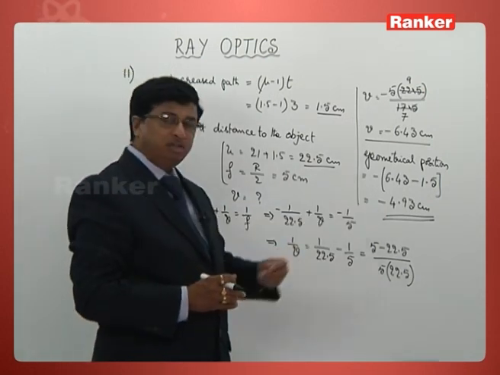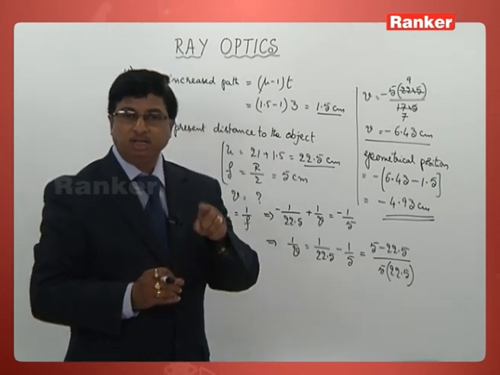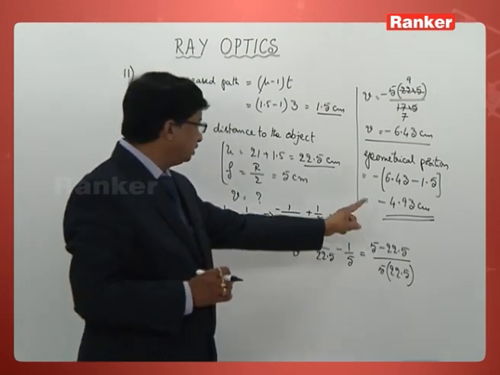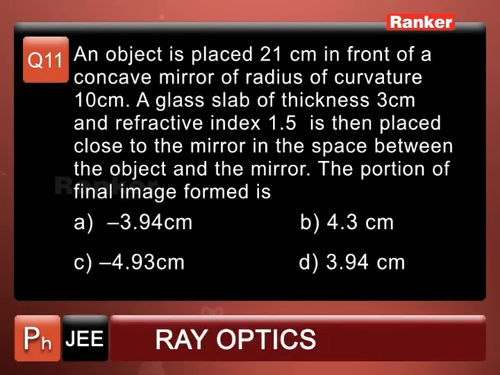Already I have given you the 4 options mentioned there. So which option is directly tallying with this answer that we have got after the calculation? It's the third option, exactly with a negative sign, 4.93 centimeter. So you can directly say now the answer for this particular problem is going to be C, the third option, which is correct.